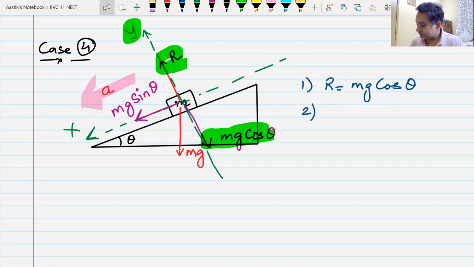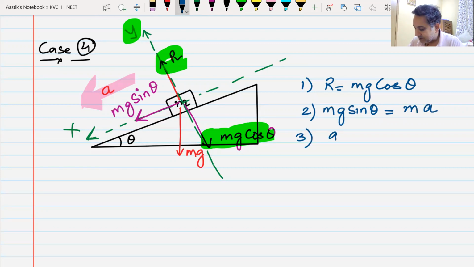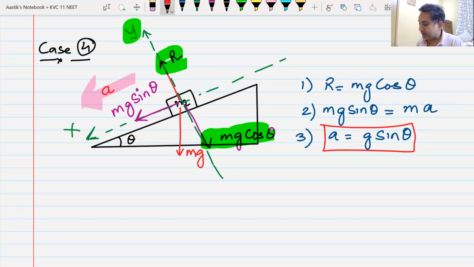mg sin theta equals ma. Yes, mg sin theta, which is the force, will be equal to m into a. m and m will cancel, my dear friends. In this case, the acceleration is equal to g sin theta. Whenever you have a block kept on a smooth inclined plane, the downward acceleration is always equal to g sin theta. Very important result that you must remember. Do we understand this?